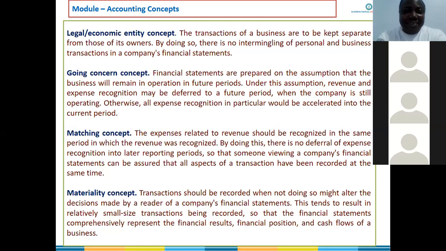Okay, so we are going to look at the matching concept. Matching, not the match pass during the military meetings.